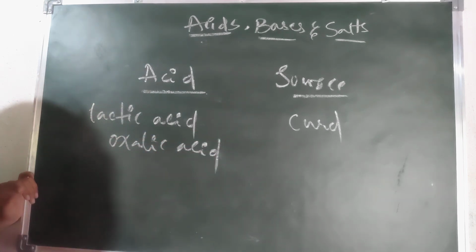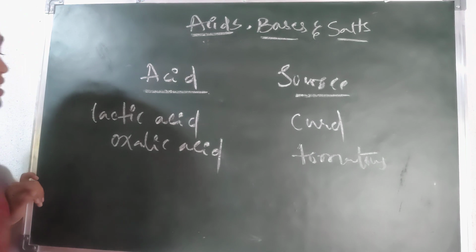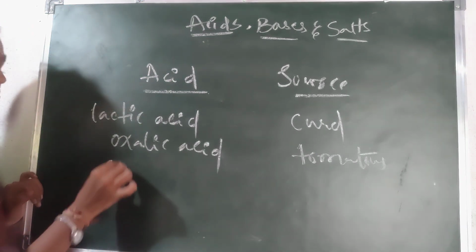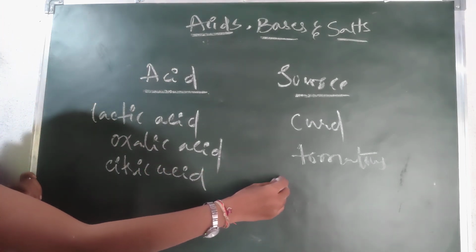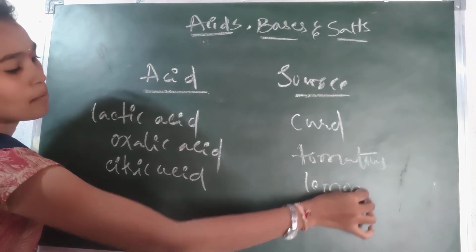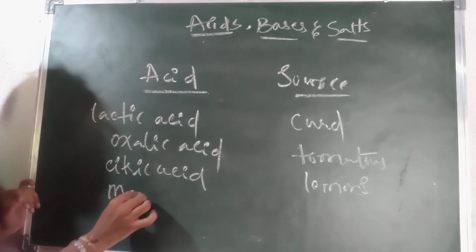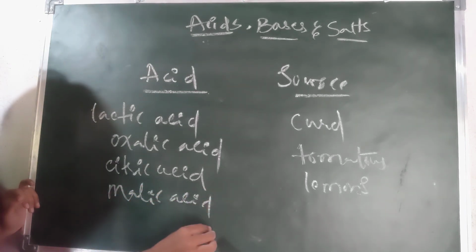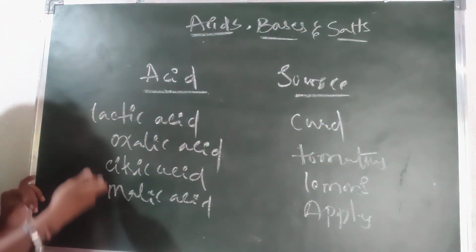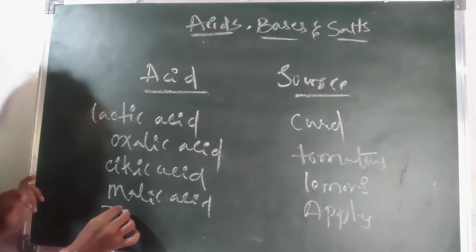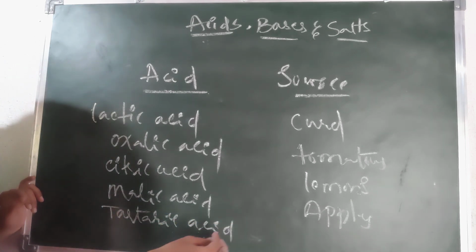Oxalic acid is obtained from tomatoes. And the other one, citric acid. Citric acid is obtained from lemons. Mostly we all know these very well. And malic acid, which is from apples. So from these sources we get these kinds of acids. Tartaric acid, which is from grapes.